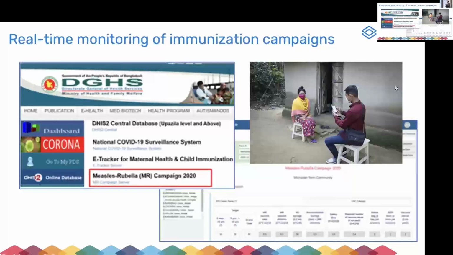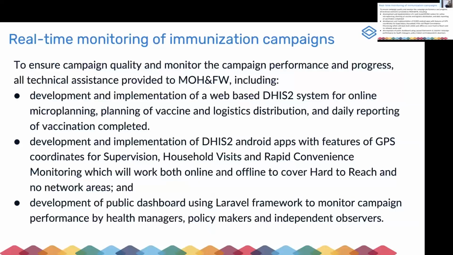The next thing I want to present is the MR campaign in 2020. This is one of the largest real-time monitoring of immunization campaign we have. The target was 34.6 million children, to achieve 95% within 7 weeks in 2020. So that was the target.